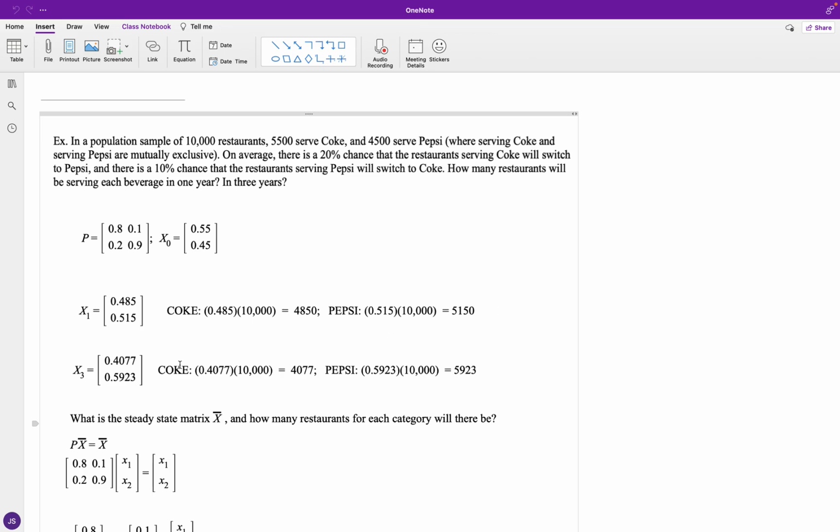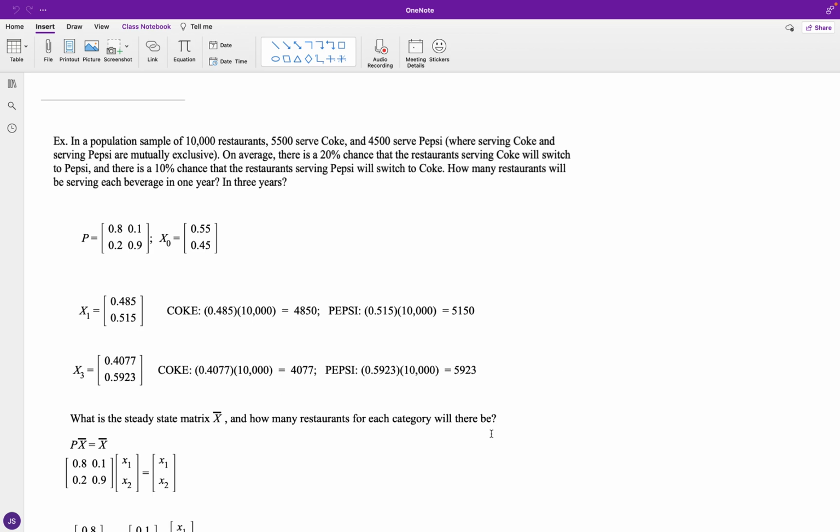5,150. And then after the third year, the projection was for Coke, you have 4,077 restaurants, so you have another precipitous drop. And for Pepsi, you have another substantial increase where we have right at 5,923. And so you have a sharp decline in the number of restaurants serving Coke, and a rather dramatic increase in the number of restaurants serving Pepsi.